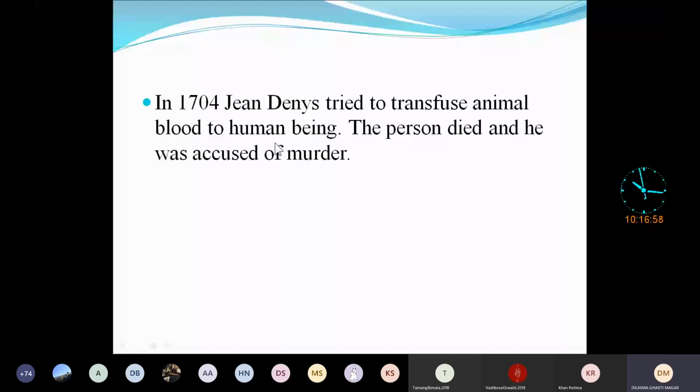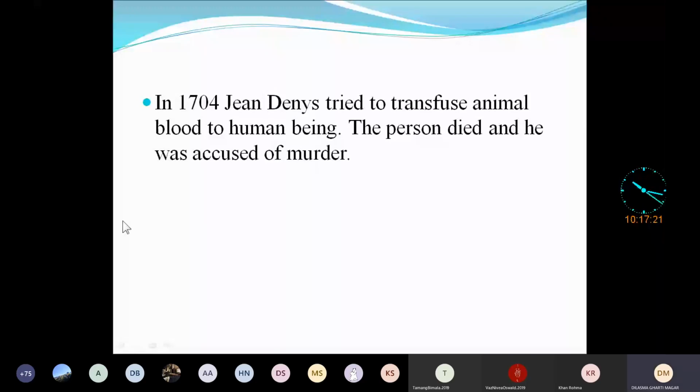But that time in 1704, this person, Jean Denis, tried to transfuse the animal blood to a human being, and then the person died. So the person to whom he transfused the animal blood died, and he was accused of murder. So after that also, the transfusion was not successful. So anyway, he tried.